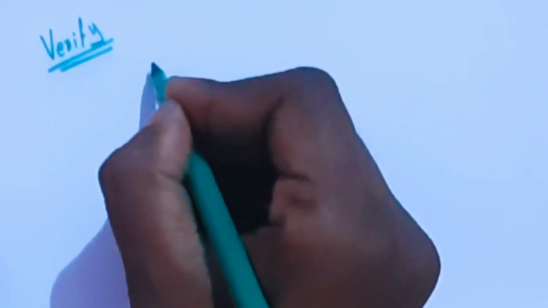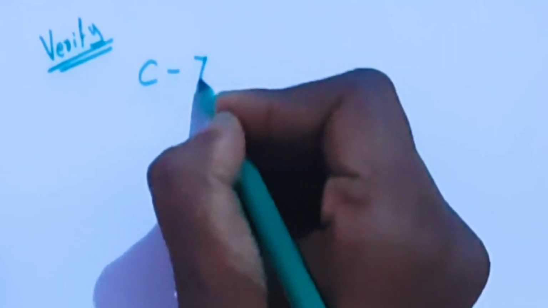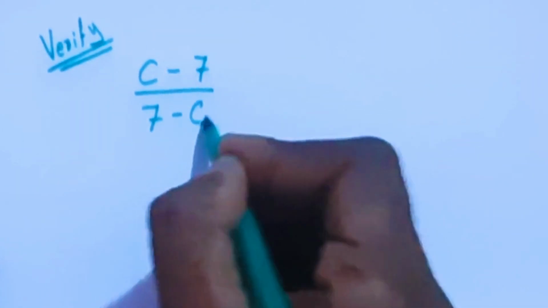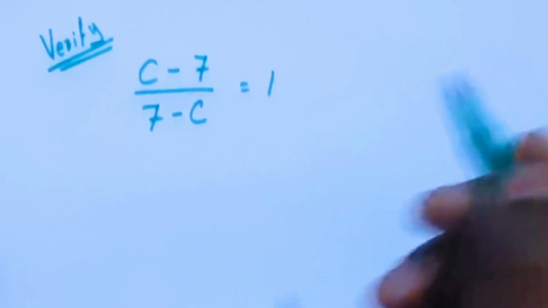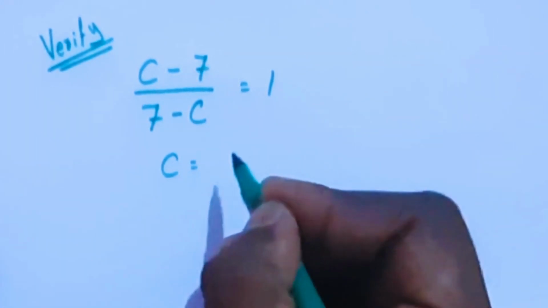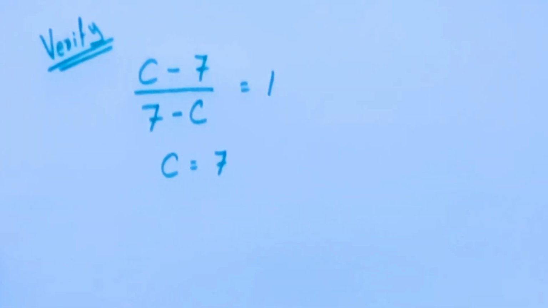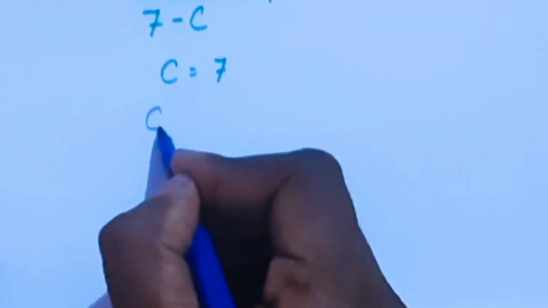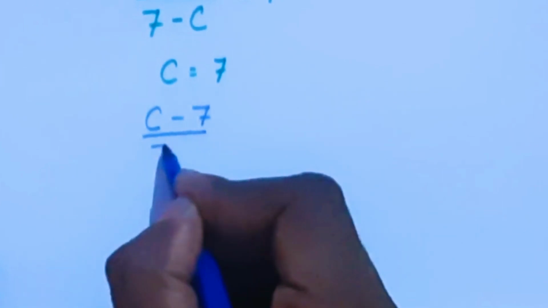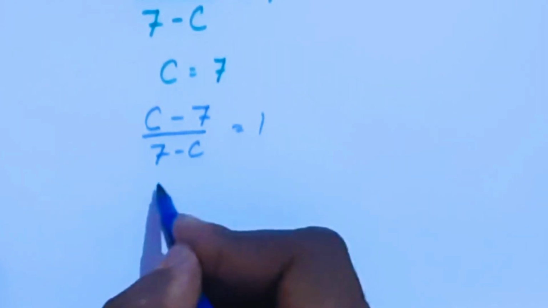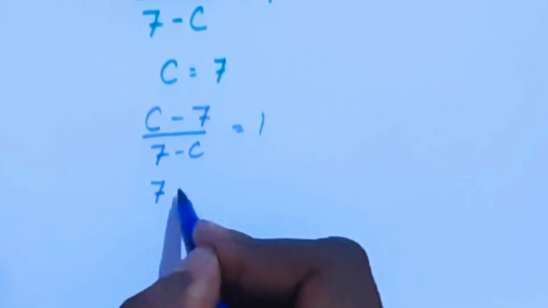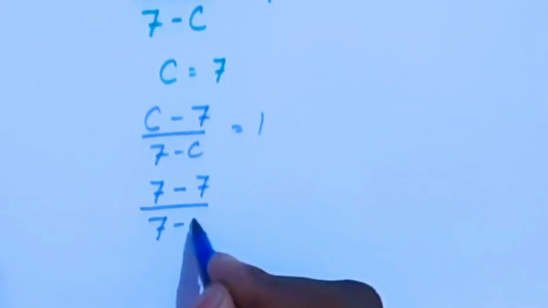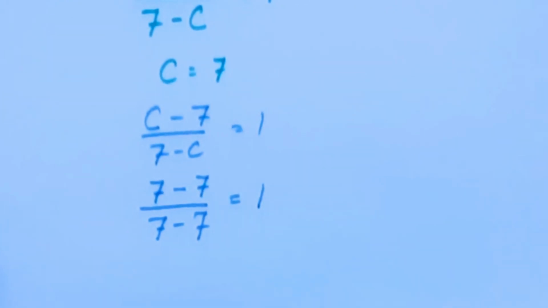Now verify with the equation that (C minus 7) by (7 minus C) equal to 1. Here the C value is C equal to 7. Now we are going to apply this here. So (C minus 7) by (7 minus C) equal to 1. Applying C here, (7 minus 7) by (7 minus C, here C is 7) equal to 1.